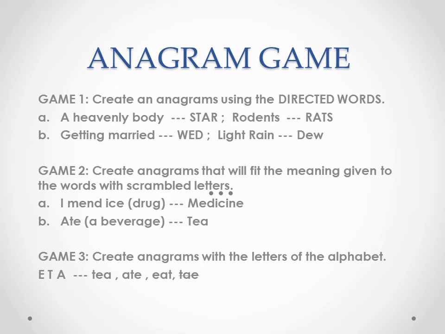In game 3, create anagrams with the letters of the alphabet. Now, these letters of the alphabet do not mean anything in particular. We have E-T-A. It doesn't mean anything at all. Now, we can create as many words from it. Putting T-E-A, we have tea. Putting A-T-E, we have ate, past tense of eat. Putting E-A-T, we also have eat.